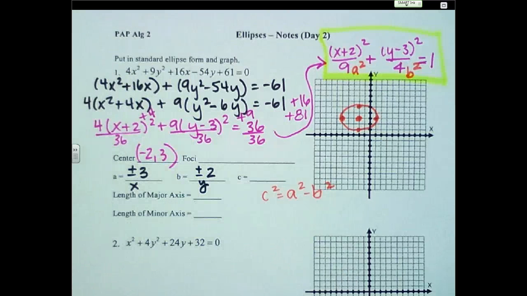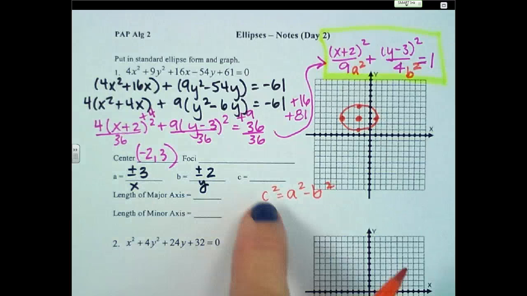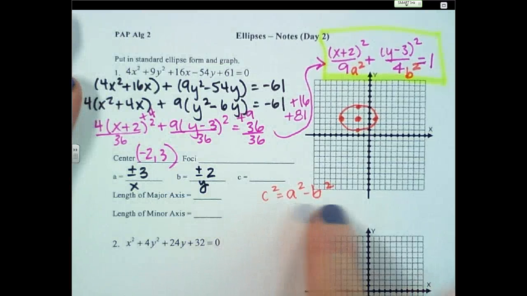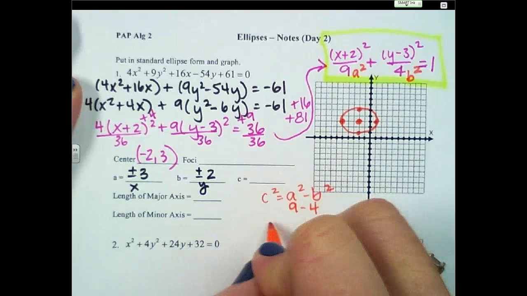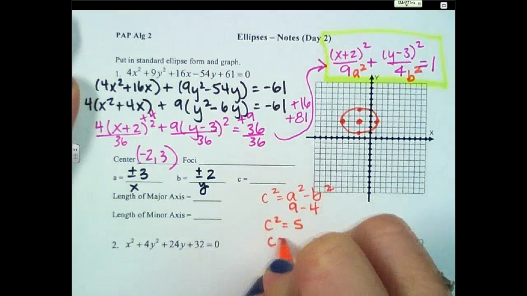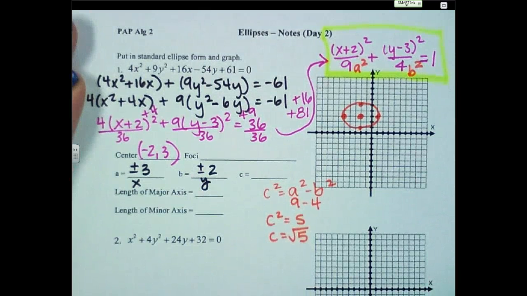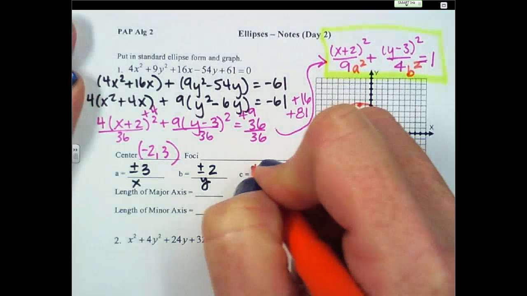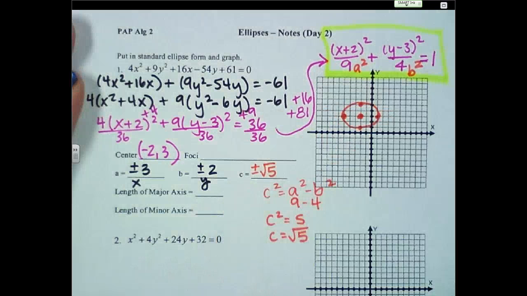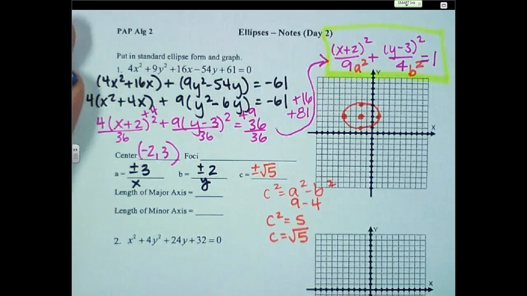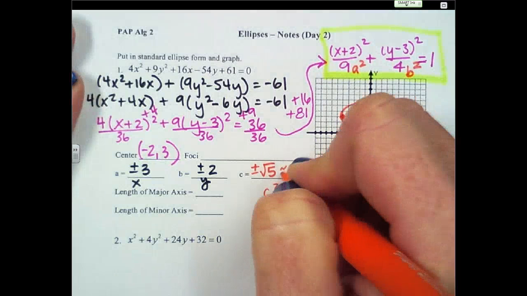C, guys, represents how far I slid the push pins. That's what they mean. C is the distance from the center to the foci. How far are you moving them? That's what C is, and it can be found by this. So in other words, I want to do 9 minus 4. So C squared is 5. So C is the square root of 5. Okay? So C, we're going to write plus or minus square root of 5. Now because we're actually graphing that, let's get a decimal value for it. What is the square root of 5? 2.2. Yeah, so it's approximately 2.2.